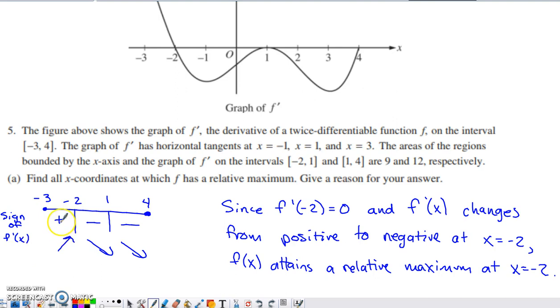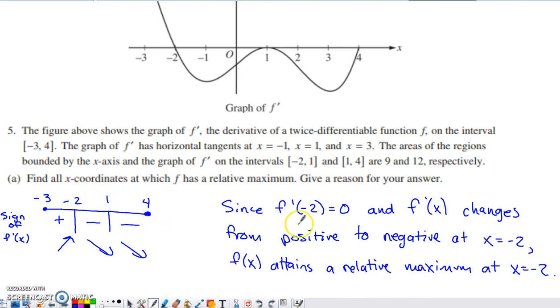If f prime is positive, the slope of your function is positive and your graph is increasing. And if f prime is negative, the slope of your function is negative and f is decreasing anywhere where that happens. And when we see a change from positive to negative with the sign of f prime, that does indicate we have a max. So I've obviously already got the sign chart built here, and that does indicate that we have a maximum at negative 2. So here's my conclusion and my justifying statement. The sign of f prime changes from positive to negative at that x. That's why I have a maximum there.